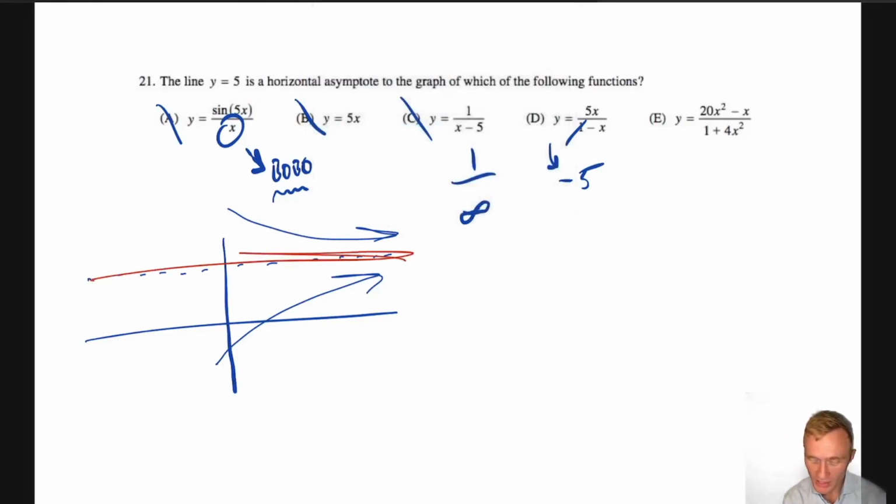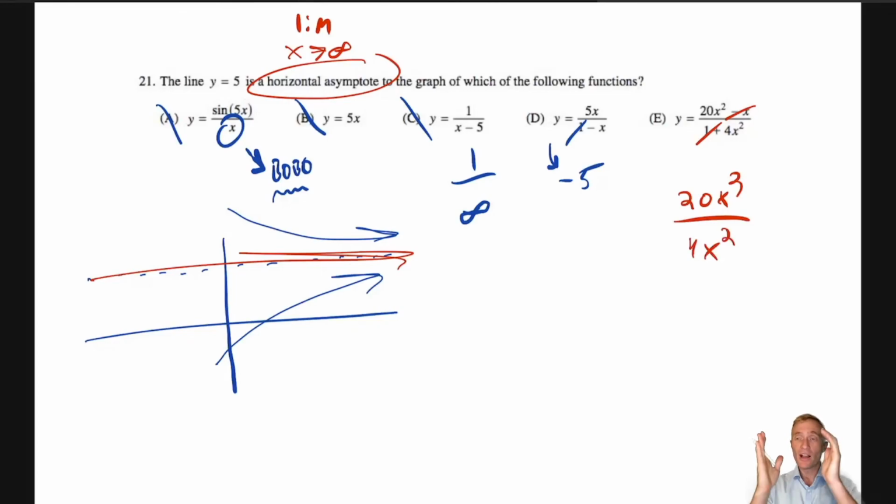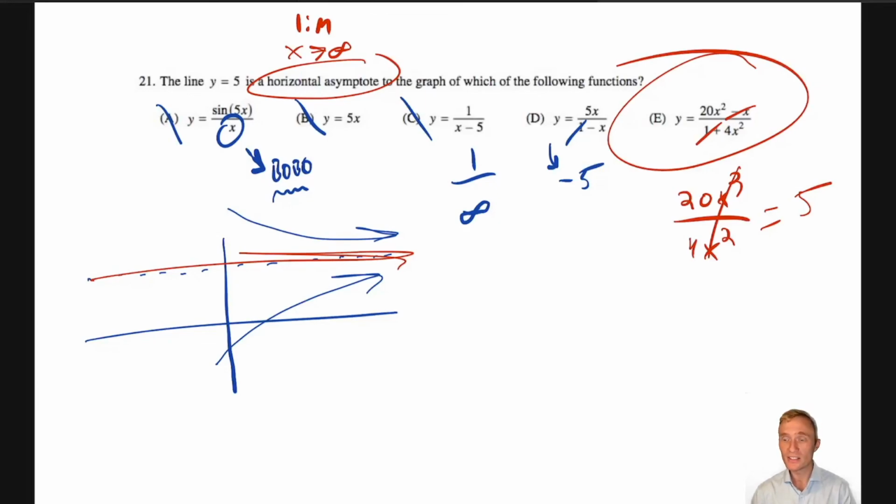So what this problem is really testing is, do you know that this term horizontal asymptote means the limit as x heads towards infinity? As x heads towards infinity, the negative x won't matter. The 1 won't matter. We'll have 20x squared over 4x squared. I'm so excited because I'm actually going to nail this. X squared over x squared cancels out. 20 divided by 4 is 5. There you go. Final answer is E.